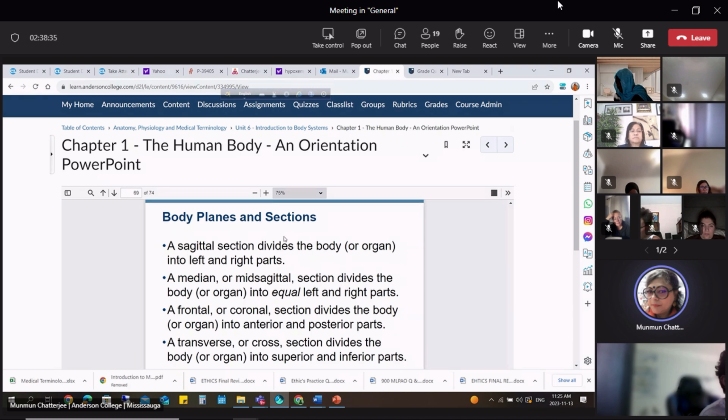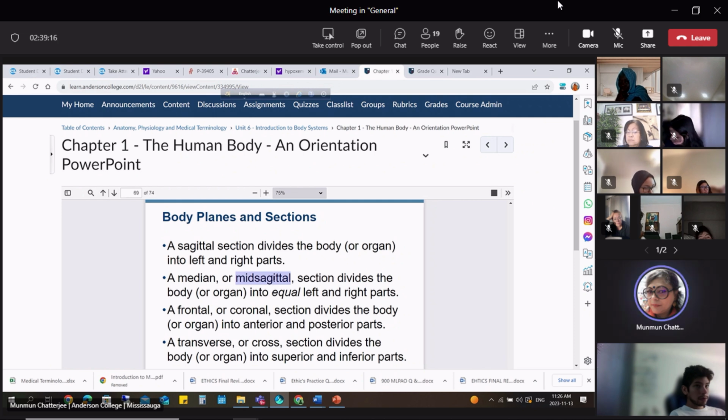What are the different body planes and sections? We can cut the body to make different sections, to divide the body into left and right parts. So we have the sagittal section, which divides the body into left and right parts. Sagittal, left and right. Okay. A median or mid sagittal. People get confused between the sagittal and mid sagittal. Note it down.